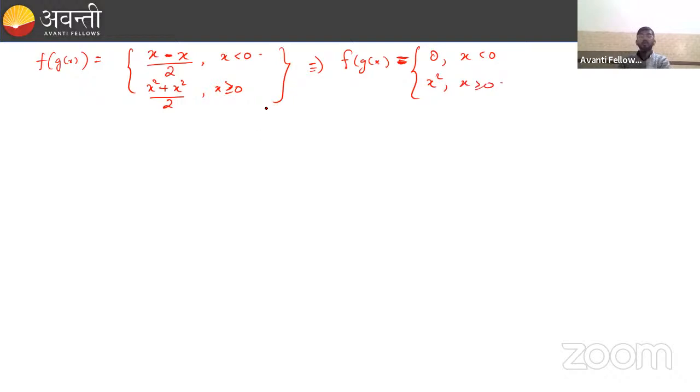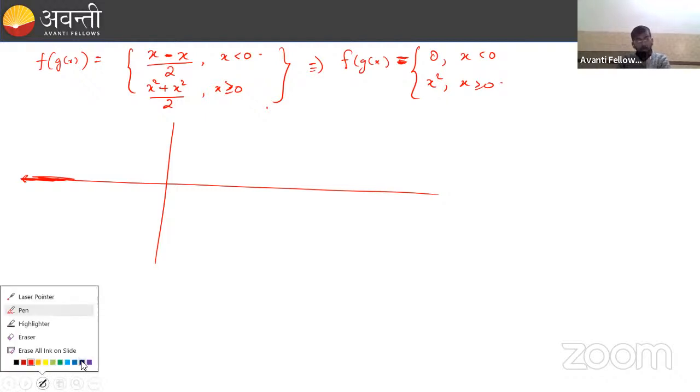Now if you draw the graph for f(g(x)), it is 0 for x negative, so y equals 0 is the line. So this is, let's take another color pencil. I'm taking greenish.